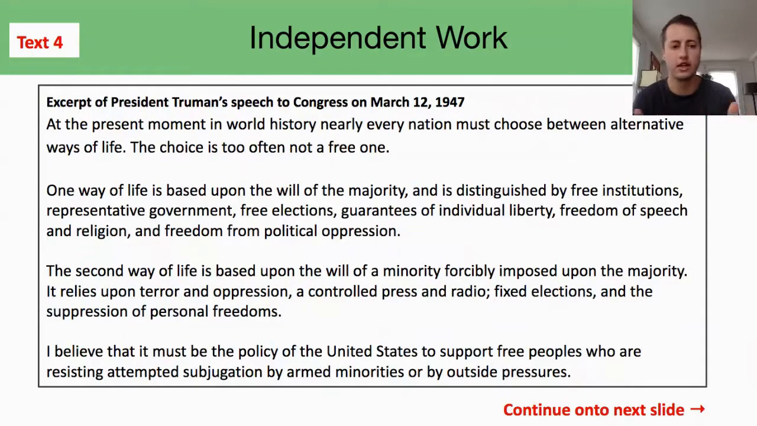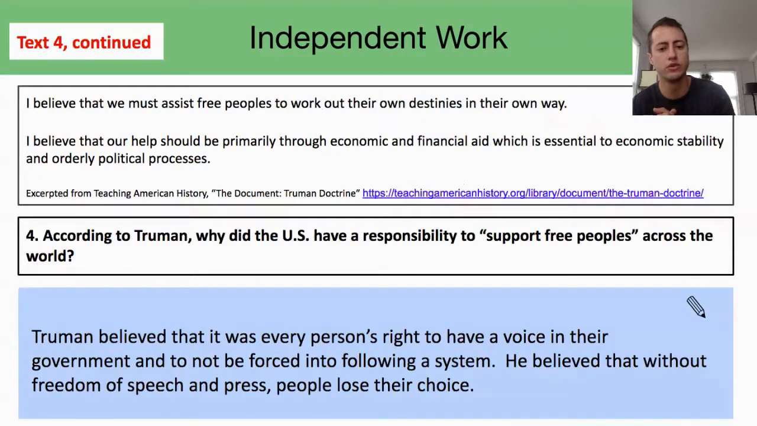And text four is two slides, so it's a longer speech from Truman in 1947. The question is, according to Truman, why did the US have the responsibility to support free people? And the answer here could be, Truman believed that it was every person's right to have a voice in their government and to not be forced into following a system. He believed that without freedom of speech and press, people lose their choice. There are other answers that it could be.